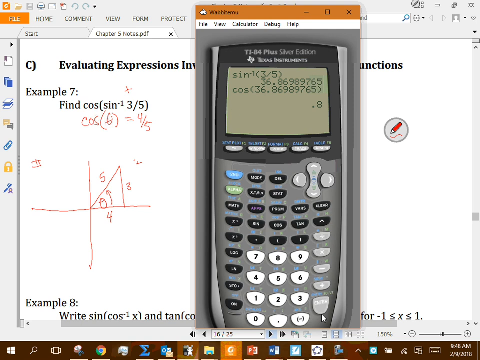But again, we don't like to deal with that 36.86 number because it's not a nice number. And a lot of times it's going to be a really ugly number, so let's just call it theta. Draw the picture. You always have two sides of your right triangle. Find the third side, and then evaluate the trig function, sine, cosine, or tangent, appropriately.